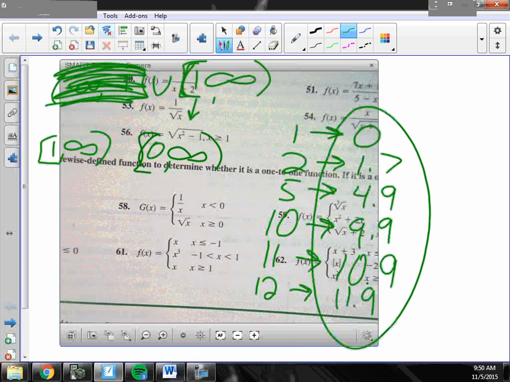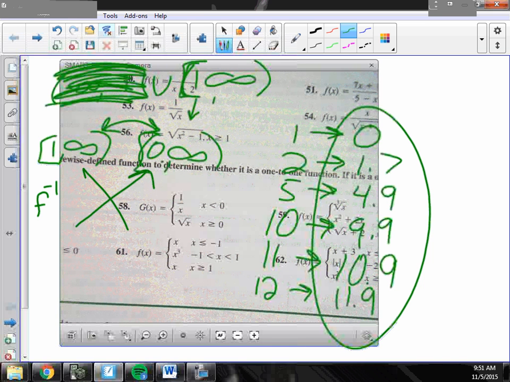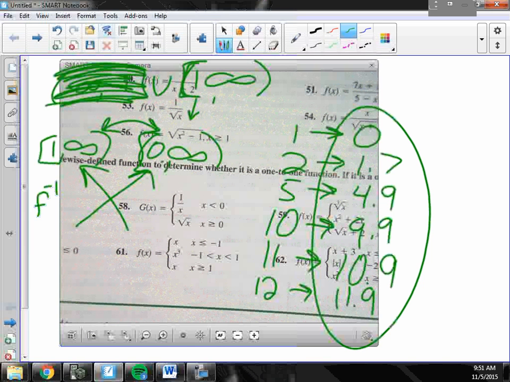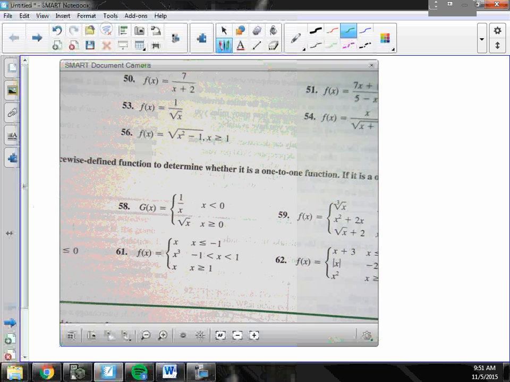Well, if you know that, you just switch these two. So f inverse has that as its domain and this as its range. So if you find the domain and range of the original, then the domain and range of the inverse are just switched. That makes sense? That's probably a better way to explain it. Well, let's do one that has holes or asymptotes.